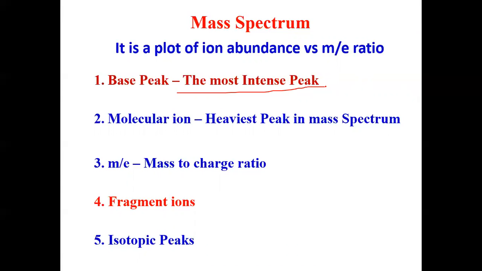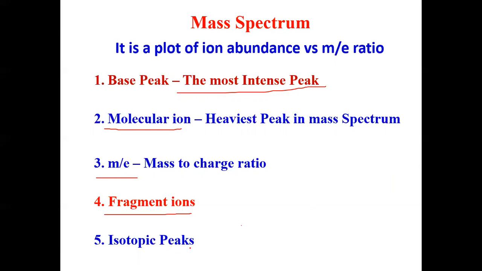Then we'll consider the second term related to the mass spectrum, which is the molecular ion. The molecular ion is the heaviest peak in the mass spectrum, the peak with the highest mass to charge ratio. M by E is the mass to charge ratio. Then there are fragment ions and isotopic peaks. Isotopic peaks are also recorded.